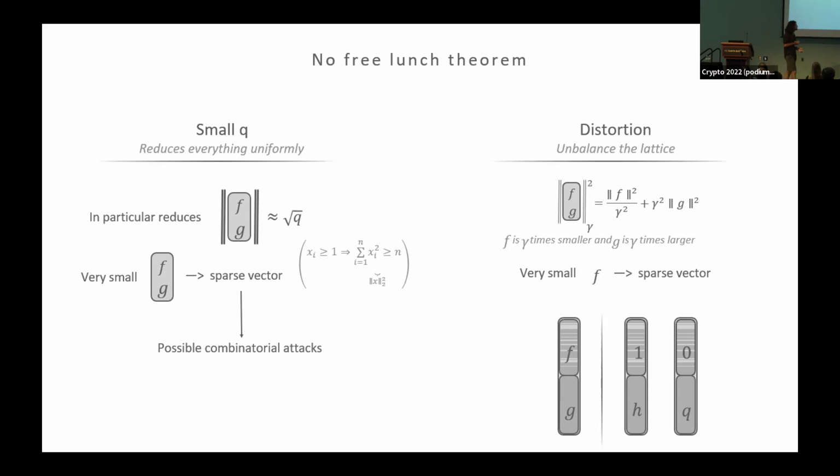So for very small f, it will become sparse again for exactly the same reason. And we're not very happy with that either, because what we can do is exactly what I just said for this very degenerate root 2 case. We can guess the position of the zeros.